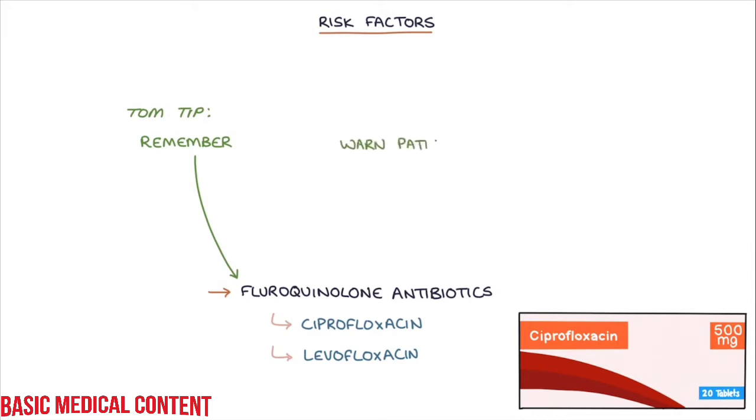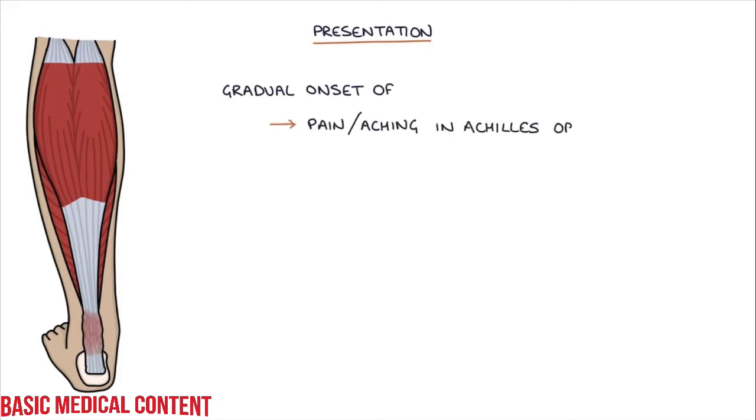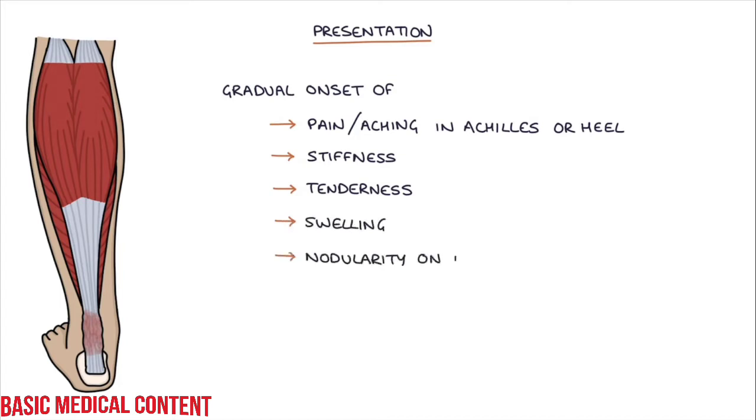It's important to warn patients starting fluoroquinolone antibiotics to look out for signs of Achilles tendinitis and stop treatment if they occur. Let's talk about the presentation. The typical presentation is with a gradual onset of pain or aching in the Achilles tendon or the heel of the foot, particularly with activity. There may also be stiffness, tenderness, swelling, and nodularity of the tendon on palpation.